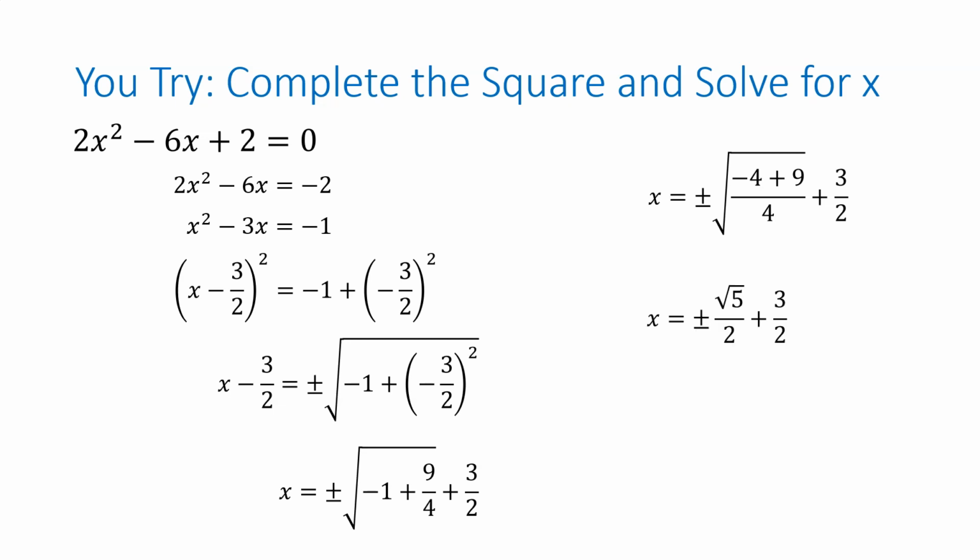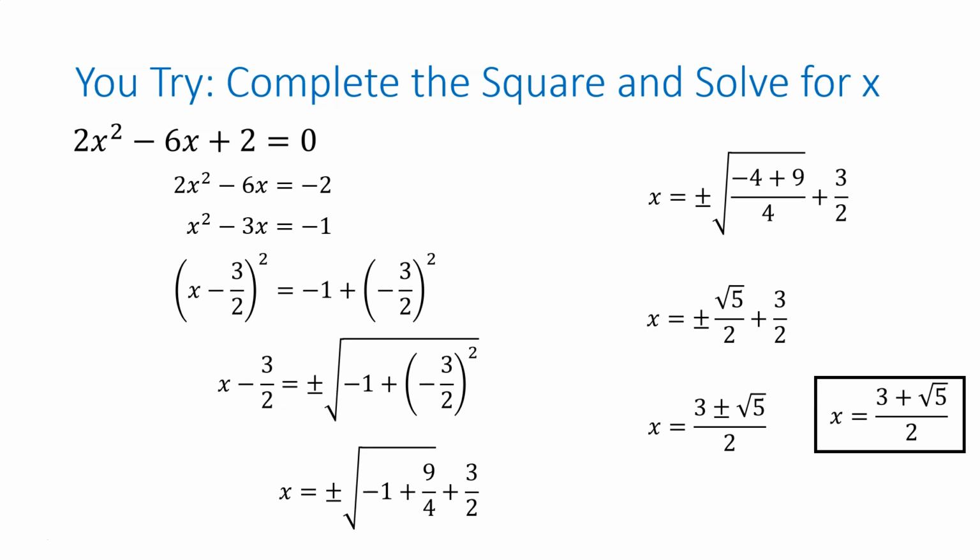And then if we take the square root of the numerator and denominator separately, we get x equals plus or minus the square root of 5 over 2 plus 3 halves. We have a common denominator, and also we're going to switch the order of the terms, and we get x equals 3 plus or minus the square root of 5 over 2. So our two solutions are x equals 3 plus the square root of 5 over 2, and x equals 3 minus the square root of 5 divided by 2.